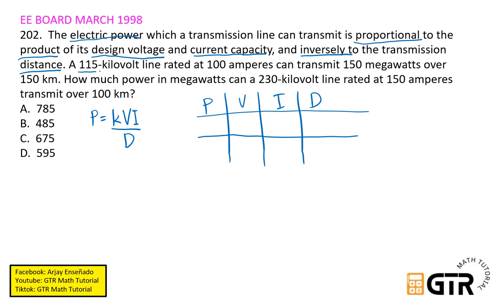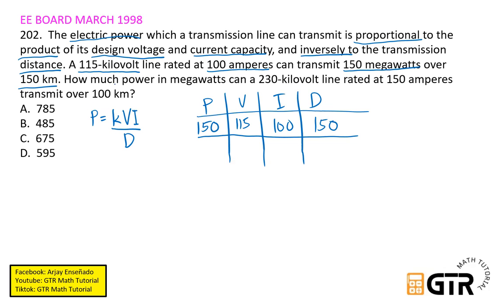A 115 kilovolt. So yan yung V dahil kilovolt nga. So 115 kilovolt rated at 100 amperes. So yung 100 amperes dito yan sa I. So 100 amperes can transmit 150 megawatts. 150 megawatts yan yung sa power. So 150 over 150 kilometers. So that is the distance, 150 kilometers.